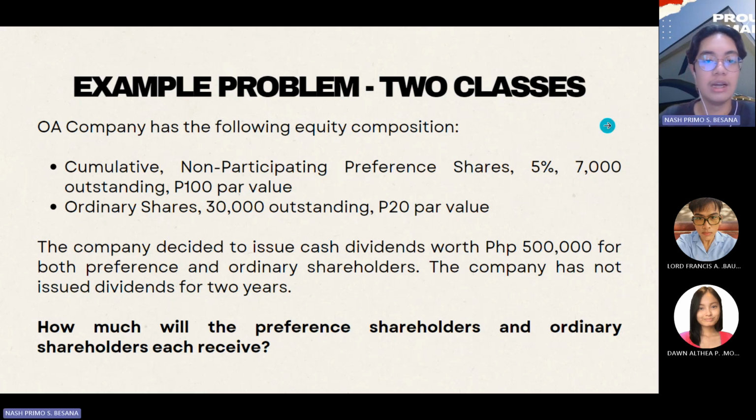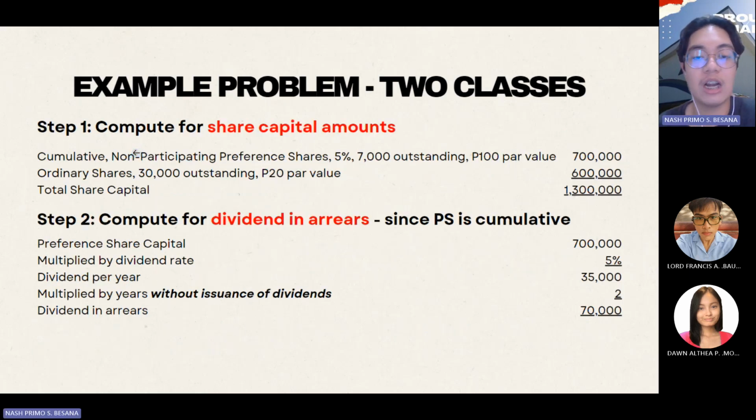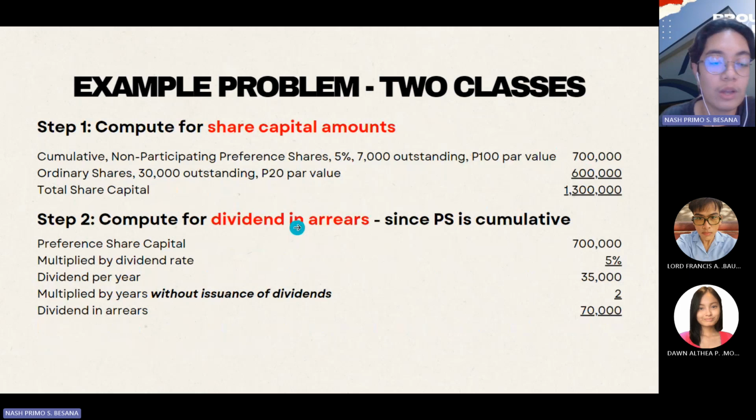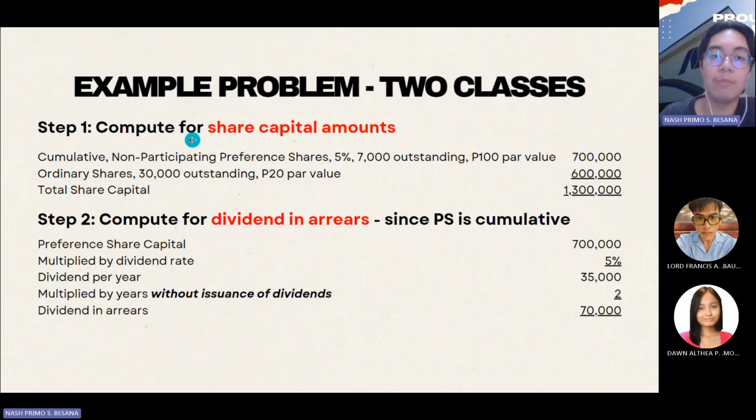So to compute, step 1, we need to compute for the share capital amounts. Why? Kasi nga, gagamitin natin yung total amounts nila sa pagko-compute ng current year dividends, sa allocation and such. So, unahin talaga muna natin i-establish yung shareholders composition.